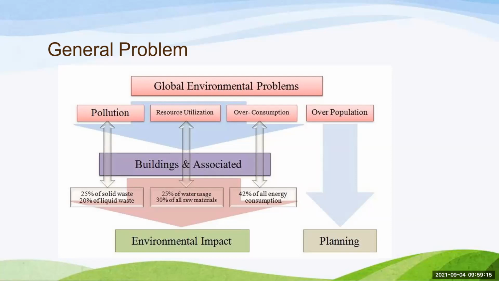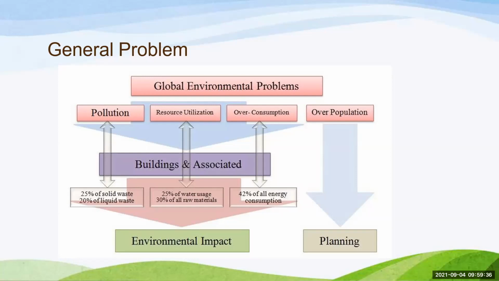Okay, so one part is the building association part. This type of building association part has 4 types: pollution, resource utilization, over consumption, and over pollution. This is the part of the building and associated problems. This type of problem is a global environment problem, not only a national problem.